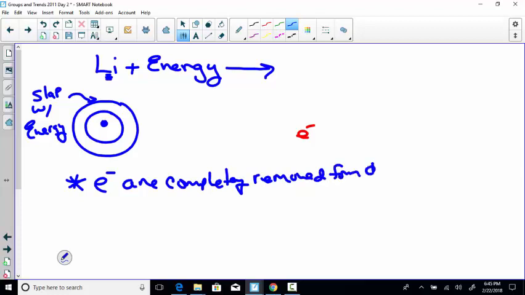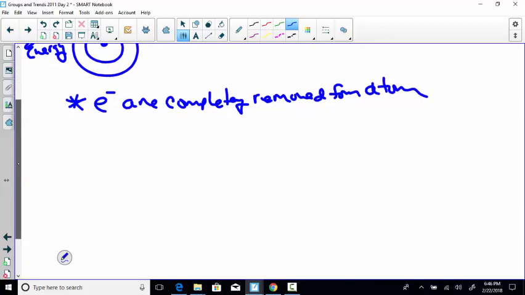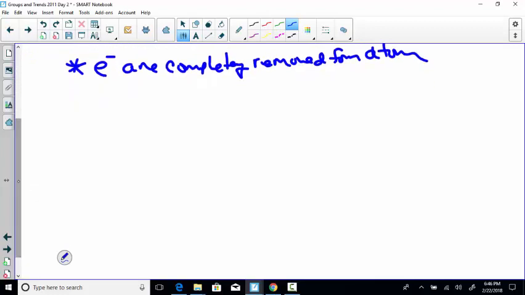Now, when you do that, what you end up with is a lithium ion that has a +1 charge, and then I have this little electron that's floating around here. So I have a +1 charge plus an electron. And that's what ionization energy does. We can do this with any element that we want. It's just easiest with group 1 elements.